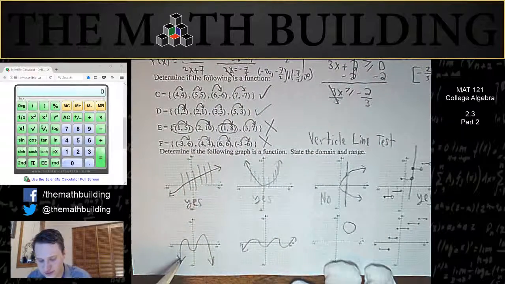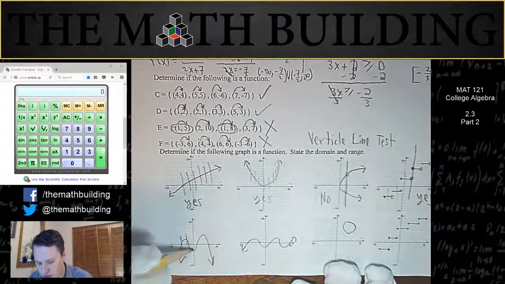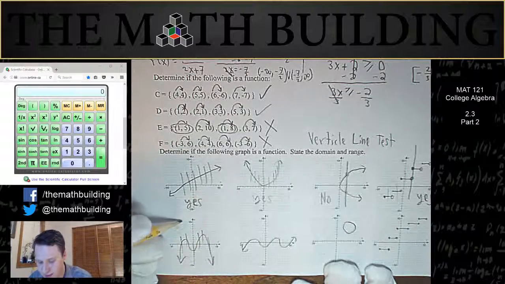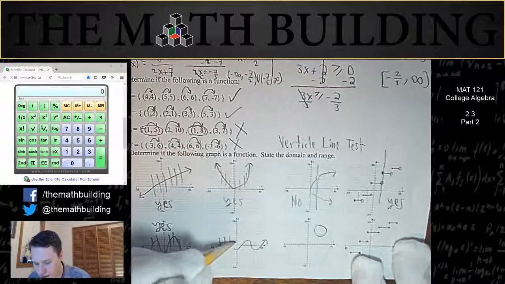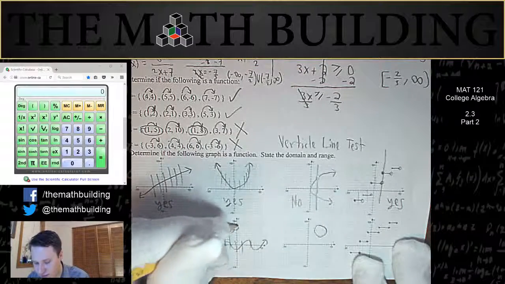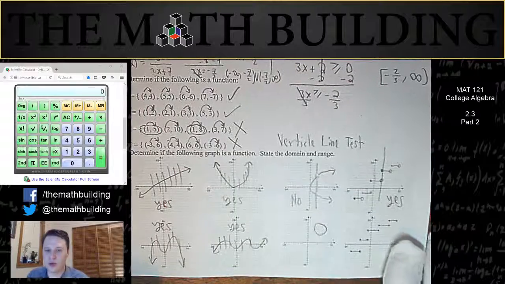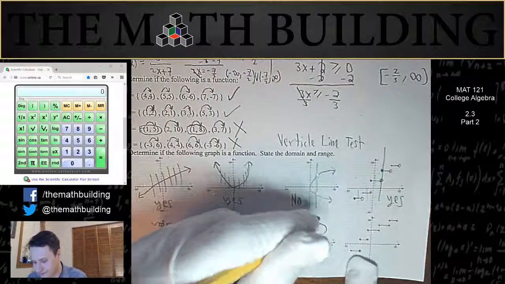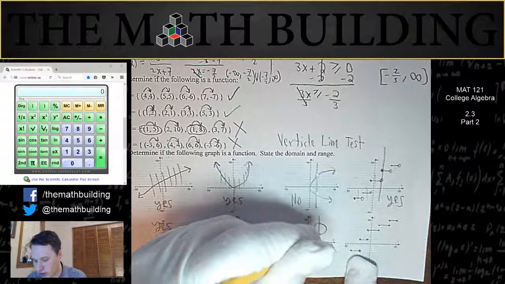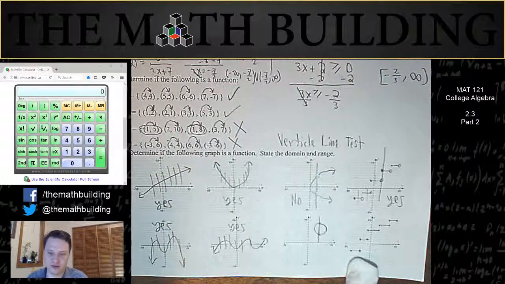What about this one? Is this a function? Well, I draw the vertical lines through it. I only touch it one time, so that's a function. Same with this one. Even though it kind of curves back and forth, it passes the vertical line test. What about the circles we did in the last section? Is this a function? Nope. You can draw a line through it that touches in two places.